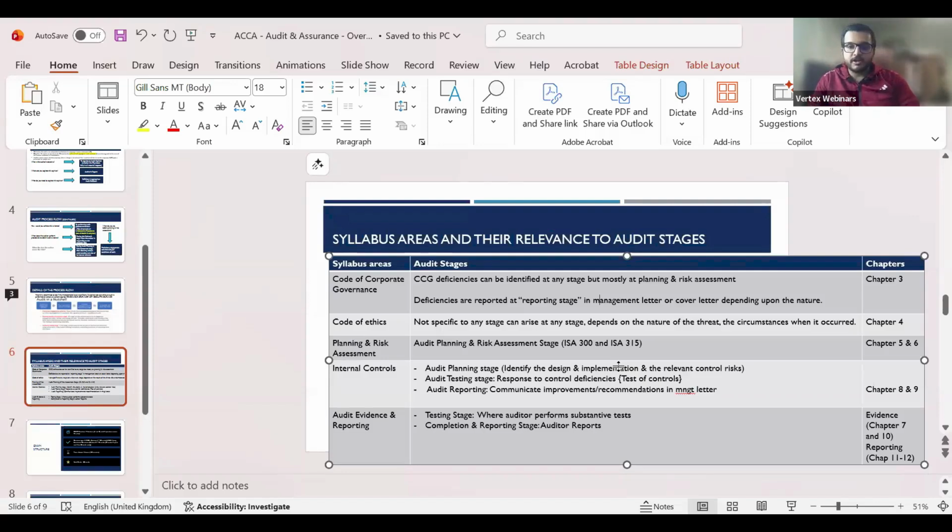Then you've got internal controls. You have the audit planning stage: identify the design and implementation and the relevant control risk. Then the audit testing stage: response to control deficiencies, test of controls. And then the audit reporting stage.